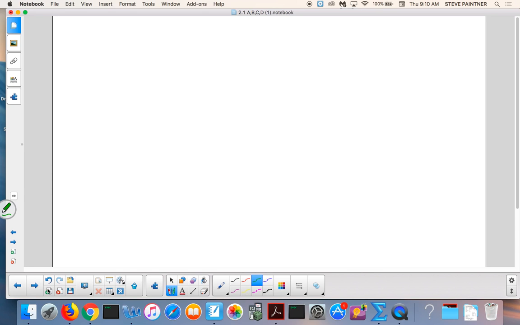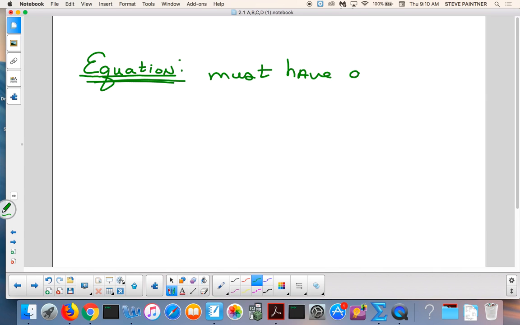Okay, so the first thing I would like you to write down underneath your goals, will you do this? Write down equations, right underneath the goals, in that little space, okay? Now, if I tell you you're looking at an equation, how do you know? Equations must have an equal sign. Okay, write that down, please. Equations must have an equal sign.